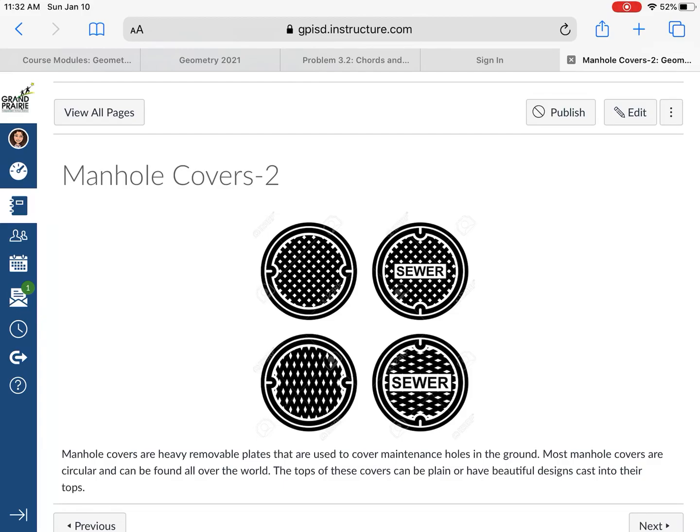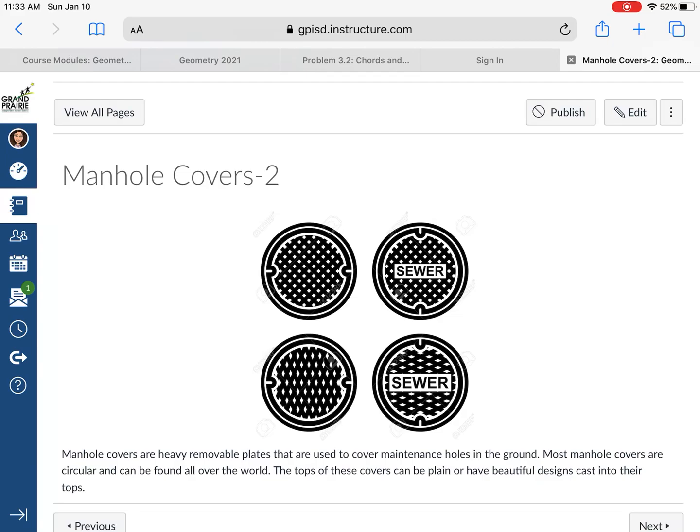All right, welcome back to lesson 2, manhole covers. So what are manhole covers? Well, manhole covers are heavy removable plates. I'm sure you've seen them everywhere. They're used to cover maintenance holes in the ground. Now, I never knew they were called manhole covers, but that's apparently what they're called. Most manhole covers are circular and can be found all over the world.